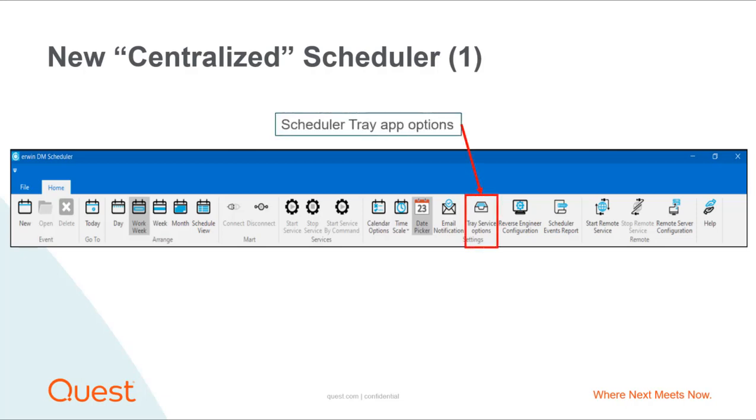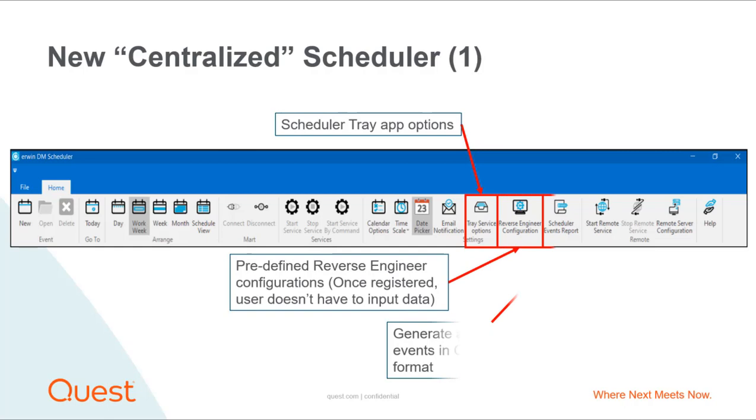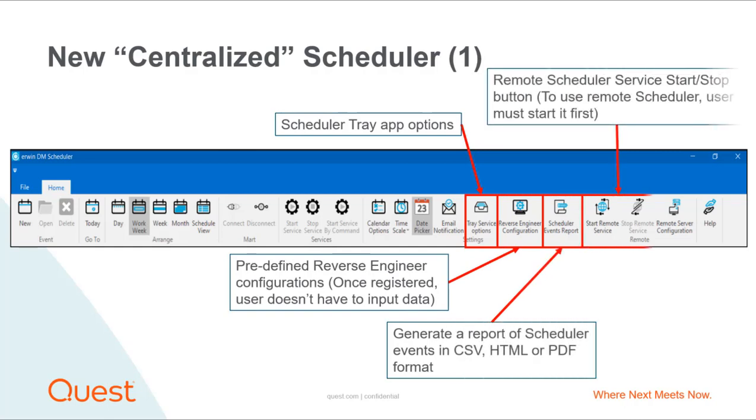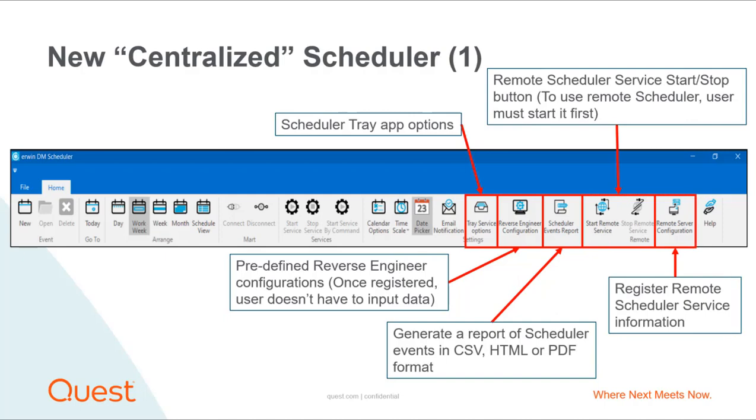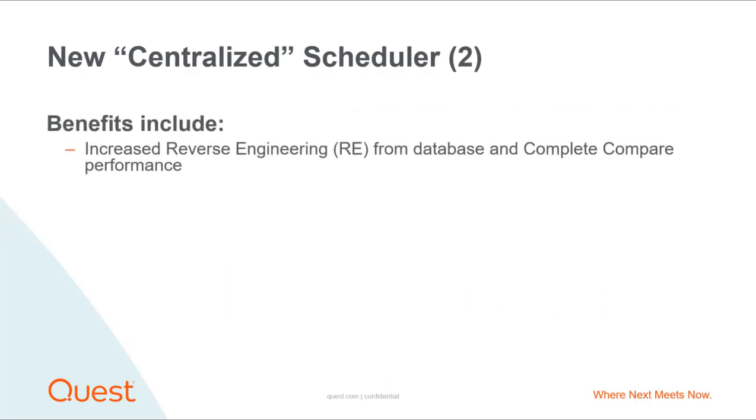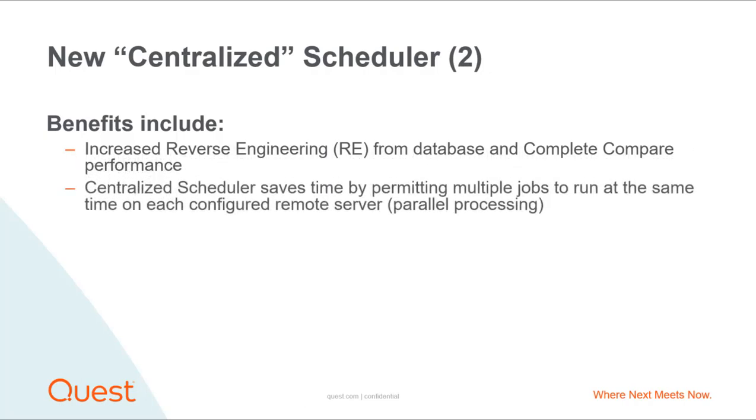New UI changes have been implemented to accommodate remote service start-stop, scheduling of services, report generation, and creation or selection of RE configuration settings. Benefits of the new centralized scheduler include increased reverse engineering from database and complete compare performance. Centralized scheduler saves time by permitting multiple jobs to run at the same time on each configured remote server, that is, parallel processing.